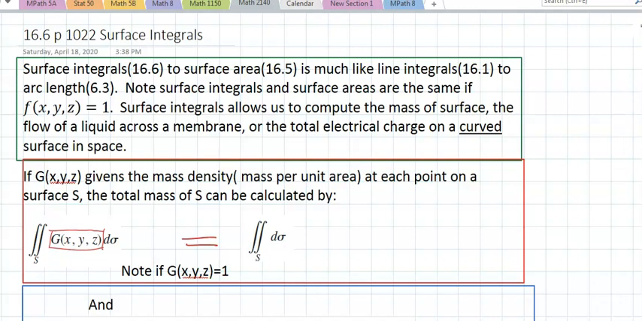Section 16.6 is on page 1022. It talks about surface integrals. We just found surface area in the previous section. Now we're talking about a surface integral.